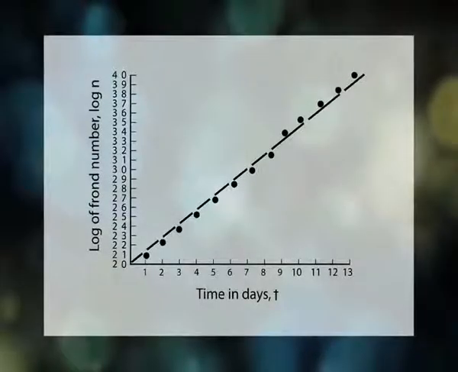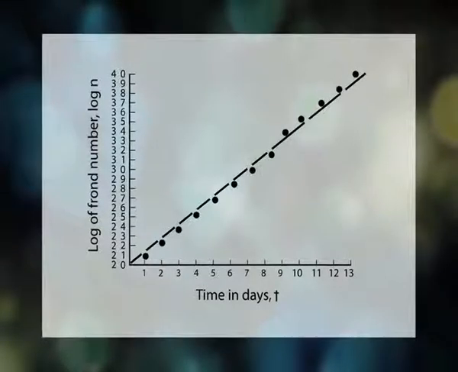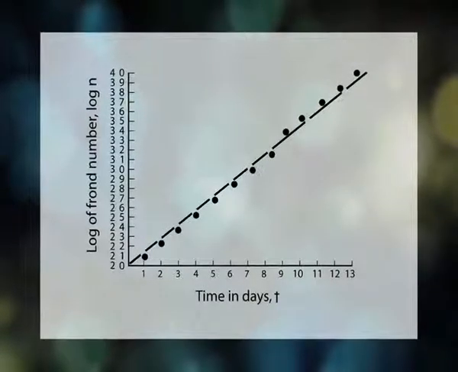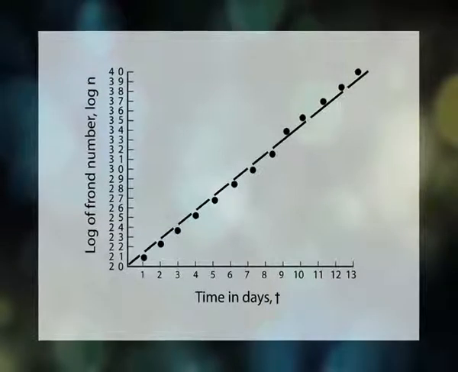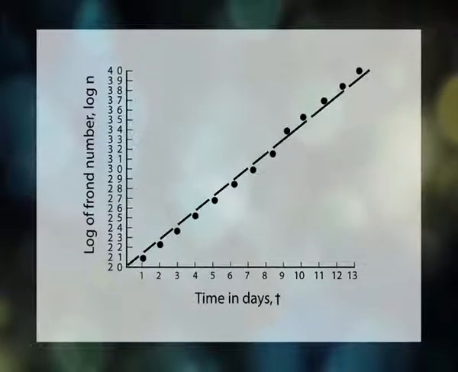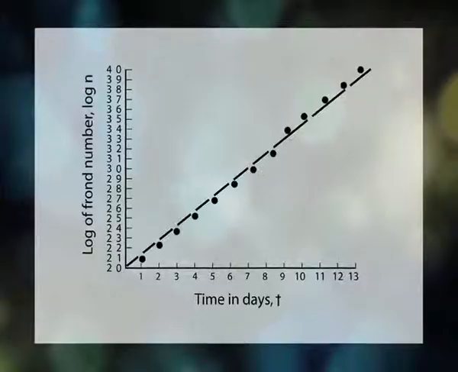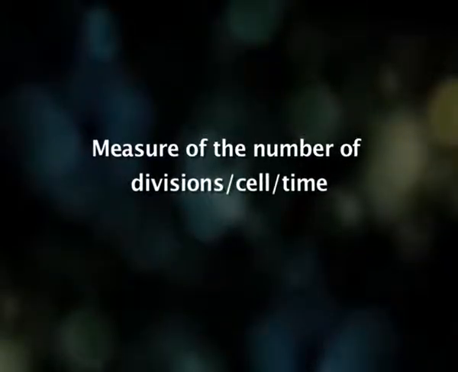For this type of exponential growth, plotting the natural logarithm of cell number against time produces a straight line. The slope of this line is the specific growth rate of the organism, which is a measure of the number of divisions per cell per unit time.